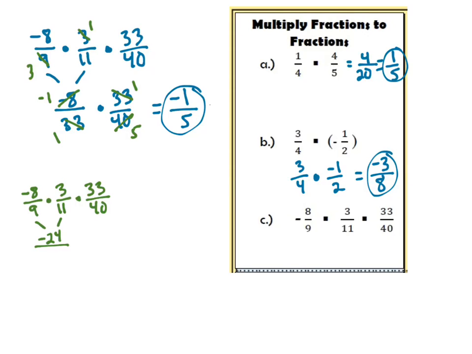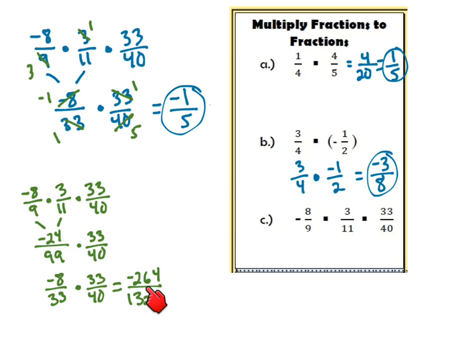-8 times 3 is -24 over 99 times 33 over 40. And then I multiply. I mean, this is just ugly, right? Oh, I did reduce here a little bit to try to save some time. But, I mean, -264 over 1,320. Try to see what's going on with cross-canceling. It will save you a lot of time in the end, because if I reduce and I reduce and I reduce, eventually I will get to -1/5.